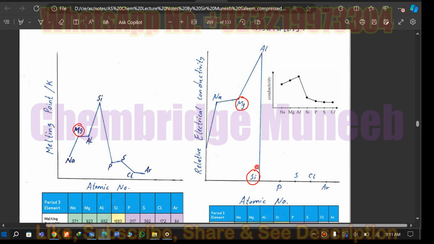So I have seen that either you can check this graph or the second graph, because this is more reliable, or this is considerably less reliable, because all the values of sulfur, phosphorus, chlorine, argon are horizontally at zero value, but this has some higher value. So I will consider this graph. Now on this graph you can find that the electrical conductivity of magnesium is over here, and the electrical conductivity of the silicon is present here, so its value is lesser.